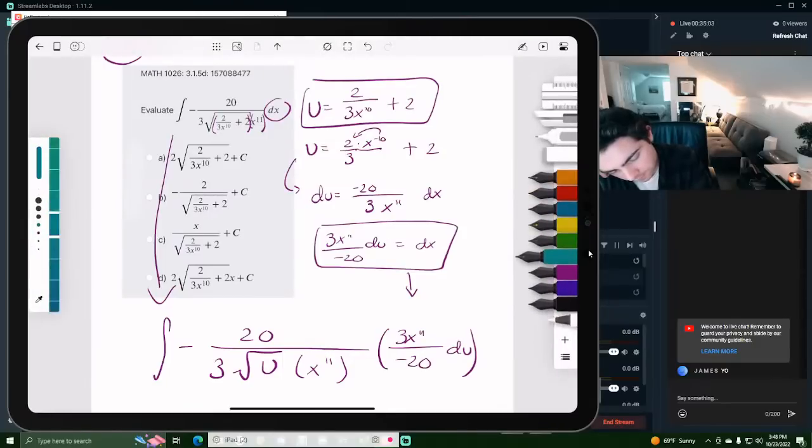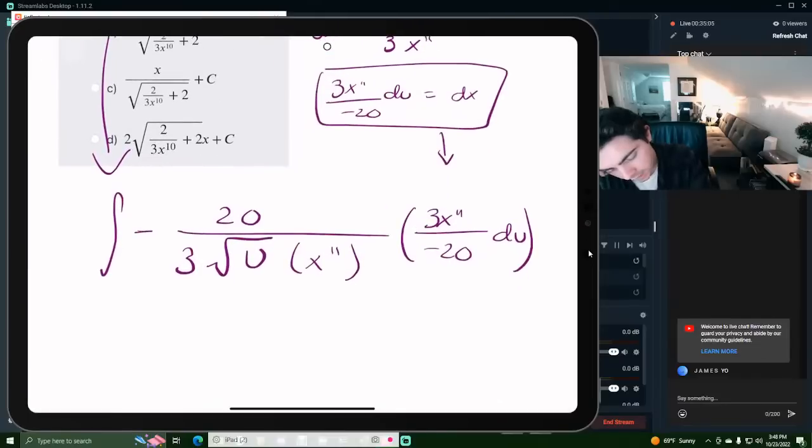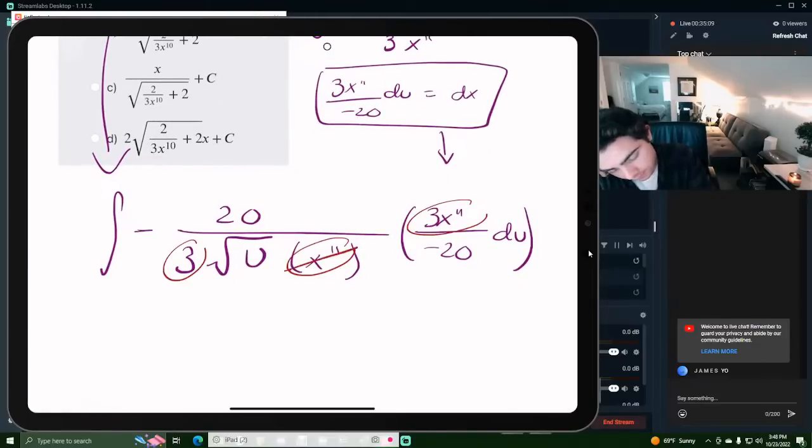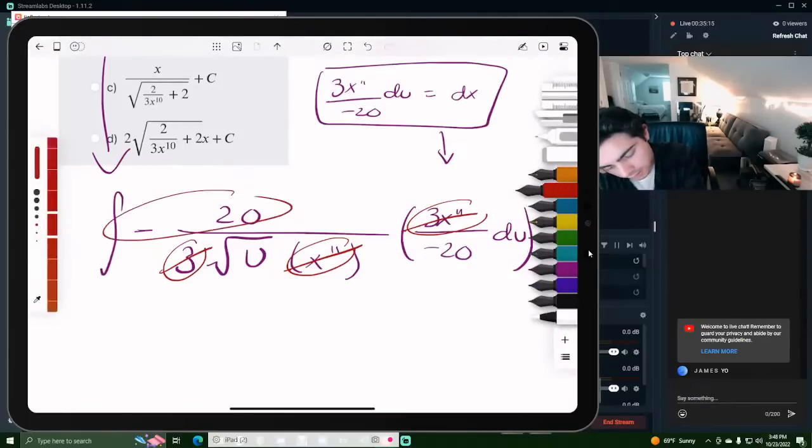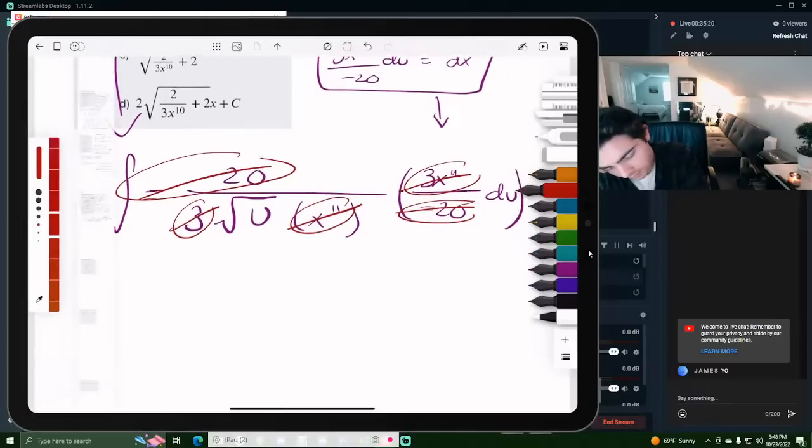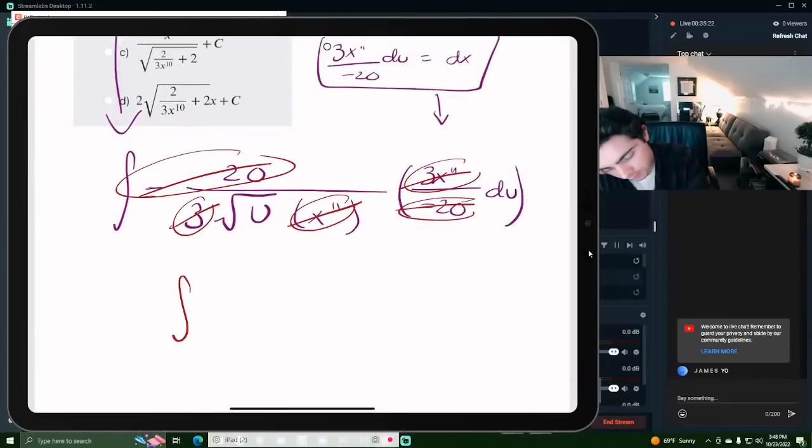Now, what cancels? What do we have? We have 3x to the 11th and 3x to the 11th, all canceling out from top and bottom. We have a negative 20 and a negative 20. Those cancel. What are we left with? We have just the integral of 1 over square root of u times du.